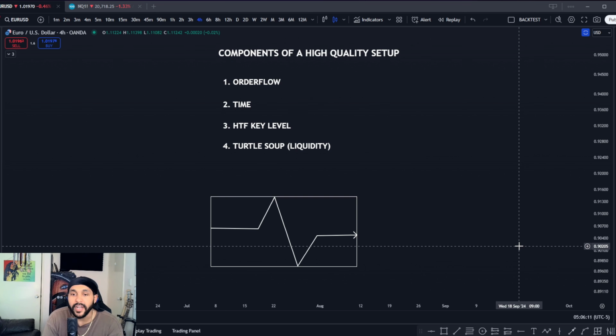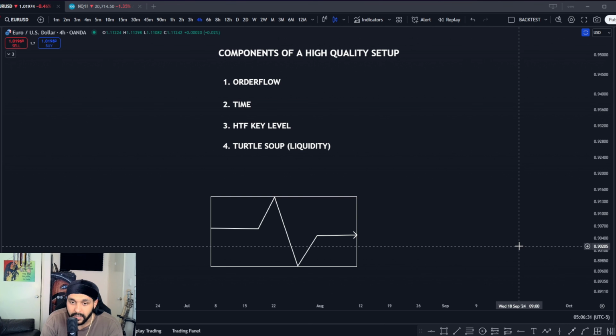Next, you need a higher time frame key level. Price isn't just going to open, go high, reverse out of nowhere, and then go low, and then that's your distribution to catch and get your 50 to 100 pips. No, price has to hit some sort of key level. What is a key level?